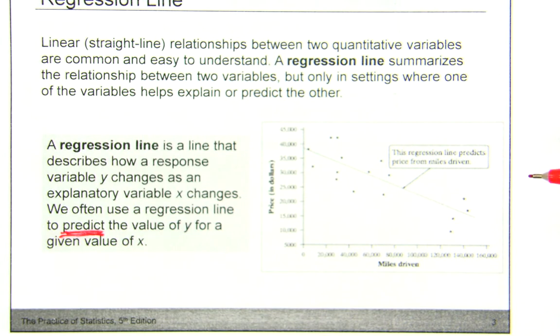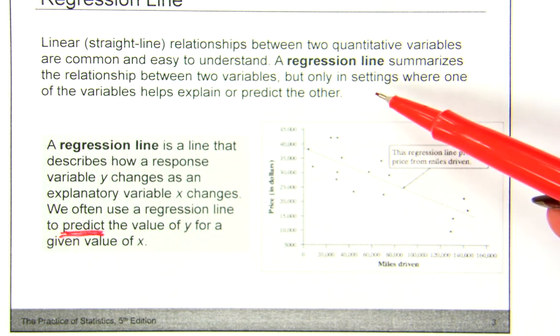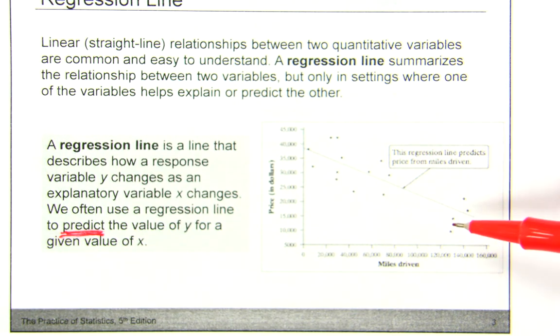So our regression line, we're going to be doing a lot of these when it comes down to scatter plots. Okay, it summarizes the relationship between 2 variables, but only in settings where one variable helps explain or predict the other. If you don't have a very good scatter plot, your regression line is not going to be very helpful for you, but we'll get to that part when we get into the prediction portion of it.